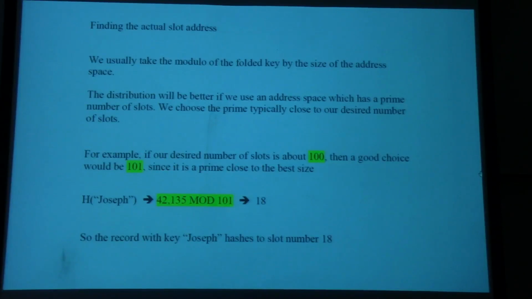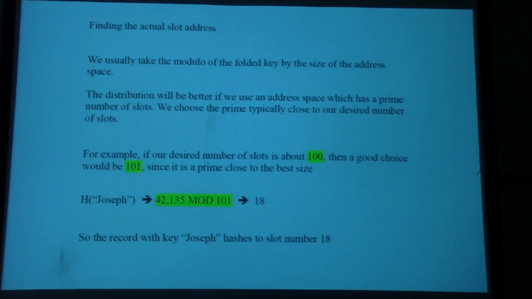So if you find that with your packing density, let's say you want to store, so this is a good test question, it's not very hard. Let's say you want to store 6,000 records with a 60% packing density. How big should your table be? Well, you're going to take 6,000 divided by 0.60. That will give you the nominal number of slots that you need. And then you want to take the next prime number bigger than that.